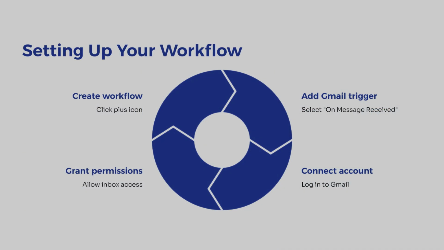Once you're in n8n, click the plus icon to create a new workflow. Trigger, start with Gmail. Choose on message received to initiate the automation whenever a new email comes in. Connect Gmail, sign in and give n8n access to your inbox. Now when an email comes in, this will trigger the AI workflow.